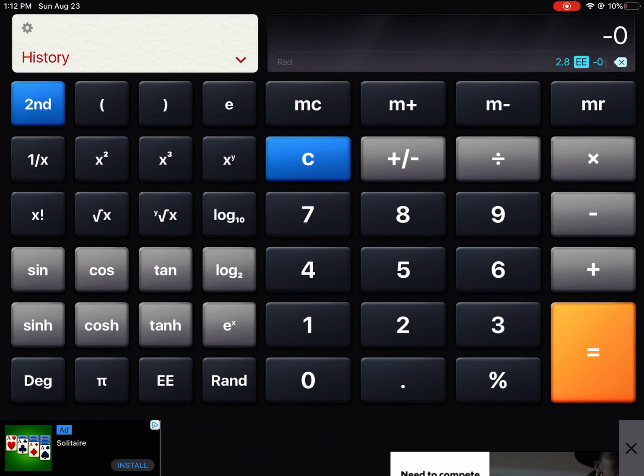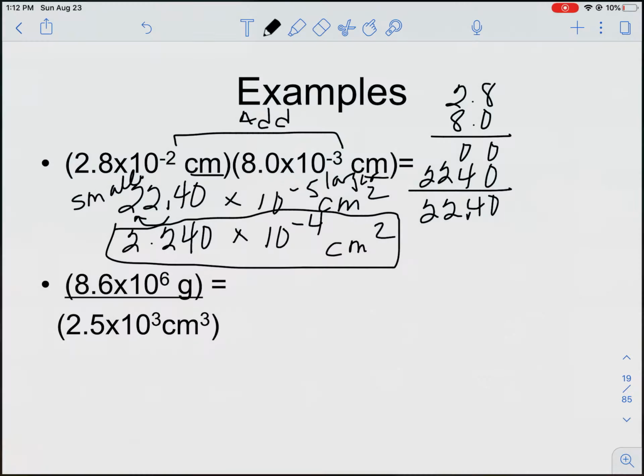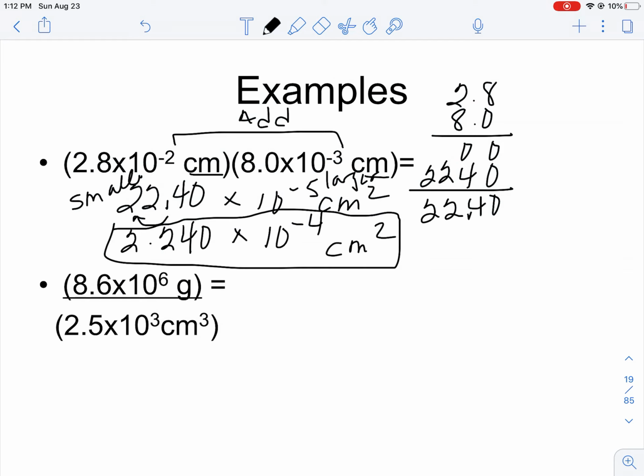So make sure you look at your calculator well, and now we got our exponent. Okay, and then it's times 8.0, the EE key, and then my exponent negative 3, equals. My version does not have scientific notation on it, so I can't put it in scientific notation with the calculator, but I simply can move my decimal, right? So 1, 2, 3, 4, which is 2.24 times 10 to the negative 4. And that is what we have for our answer.